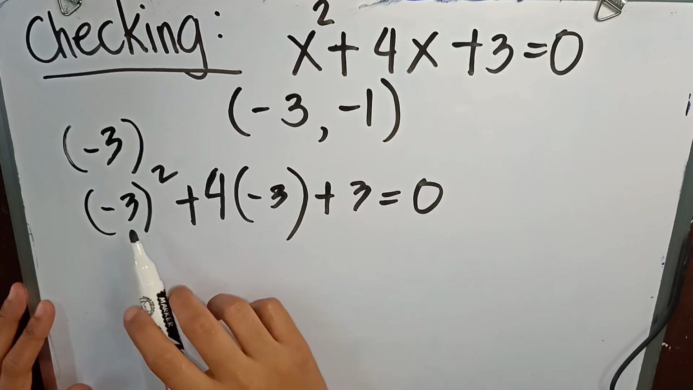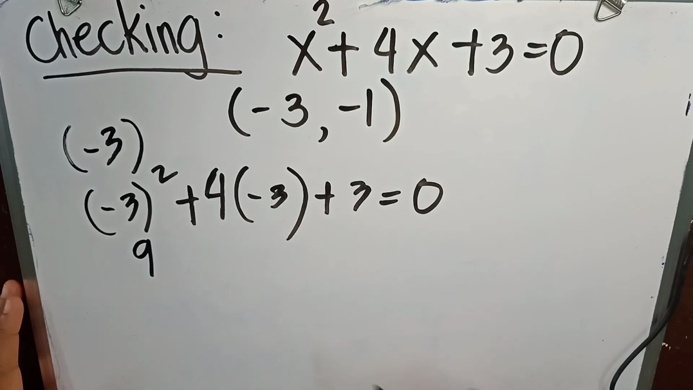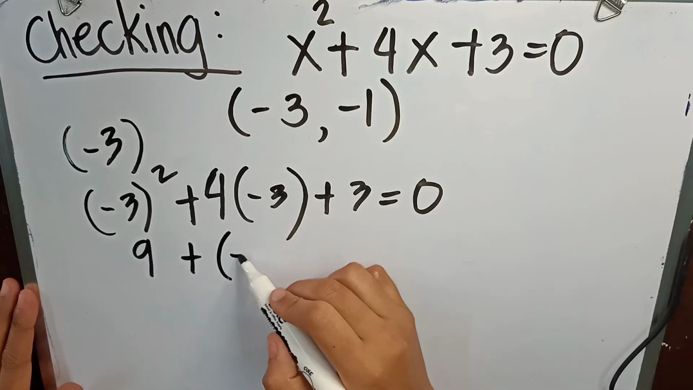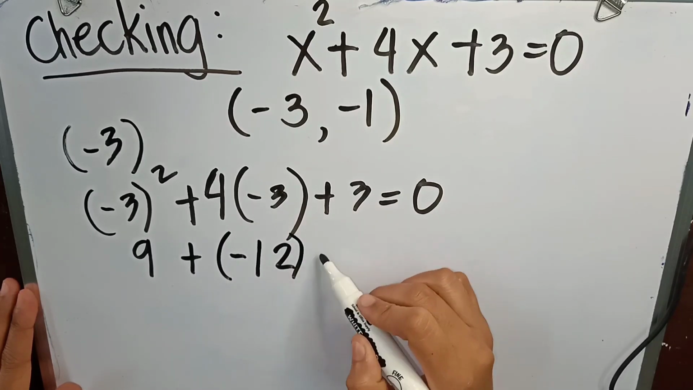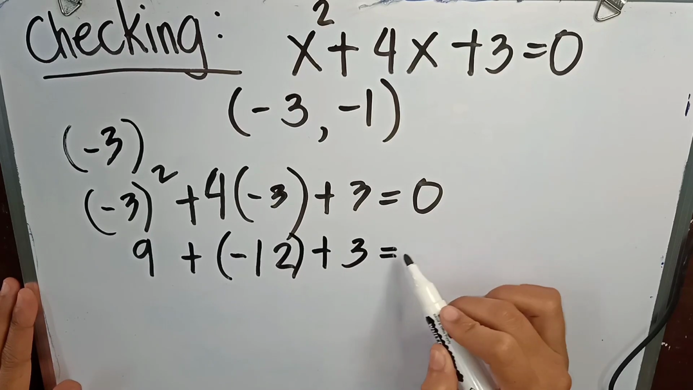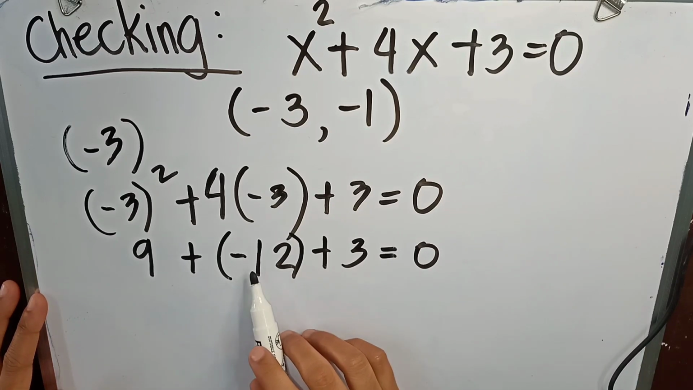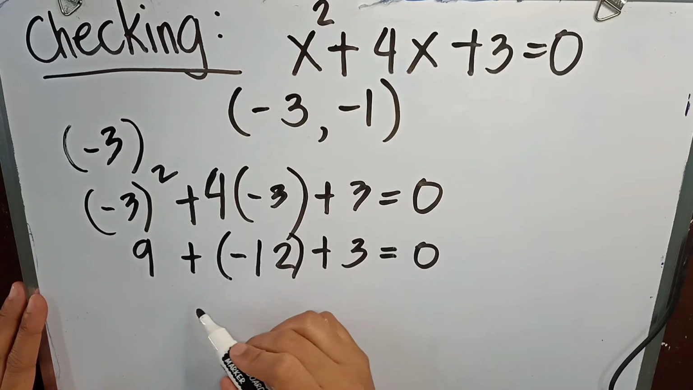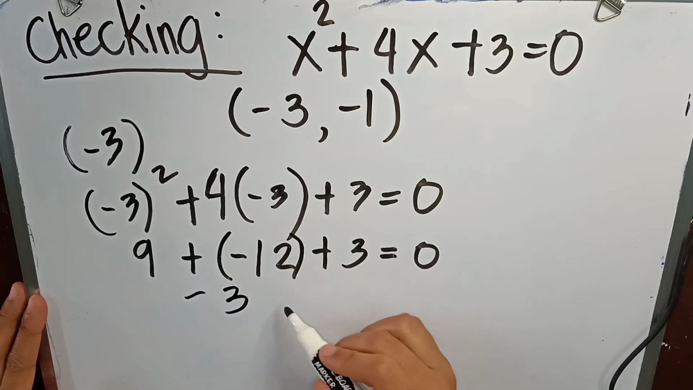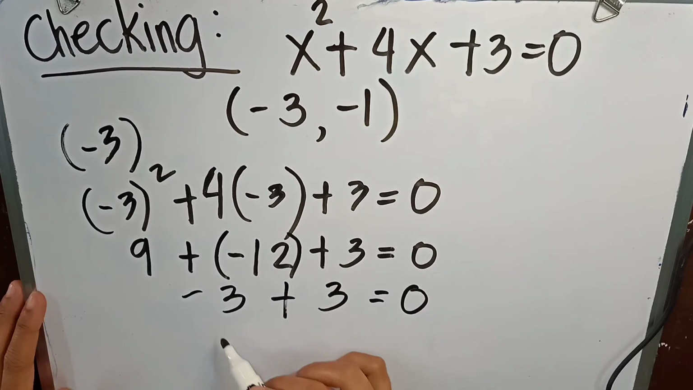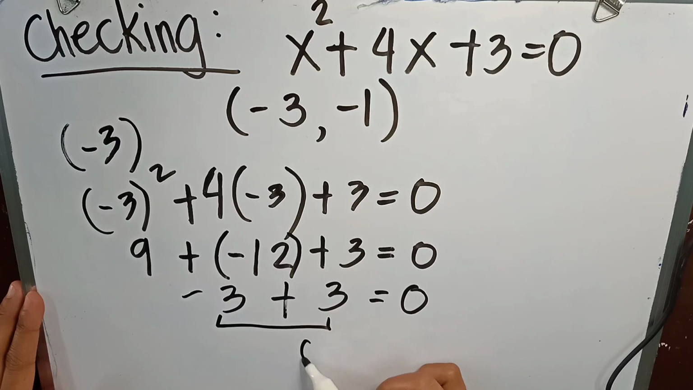So, negative 3 times negative 3 is positive 9. Plus 4 times negative 3 is negative 12. Plus 3 equals 0. Next, 9 minus 12 is negative 3. Plus 3 equals 0. Negative 3 plus 3 is 0. So our answer, negative 3, is correct.